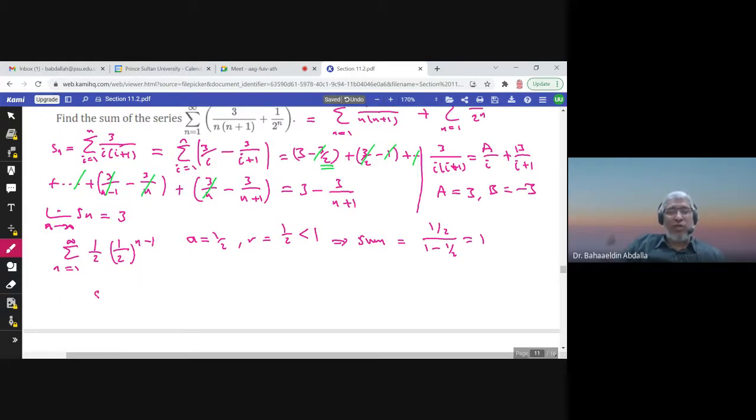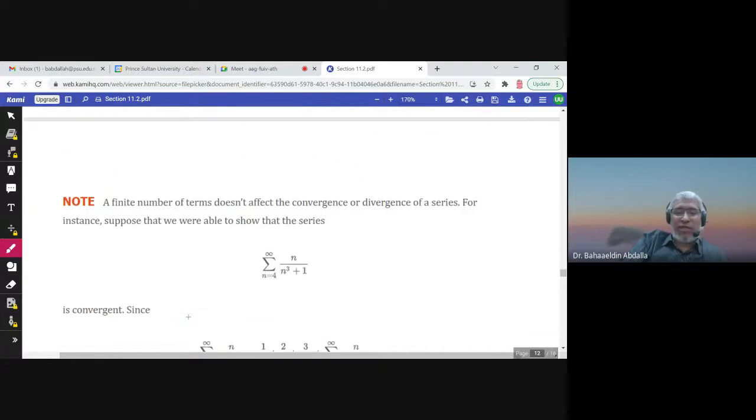So the sum of the original series, which is 3 over n times n plus 1 plus 1 over 2 to the power n, from 1 to infinity, would be the sum of the first series, which is 3, plus the sum of the second series, which is 1. So the sum is 4.